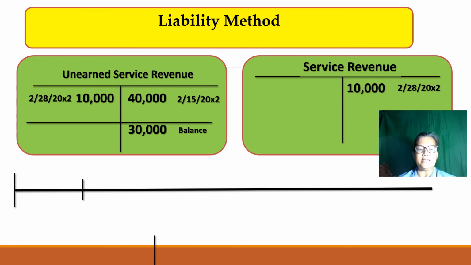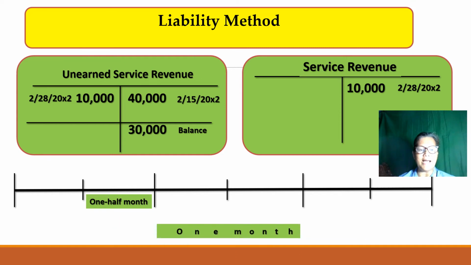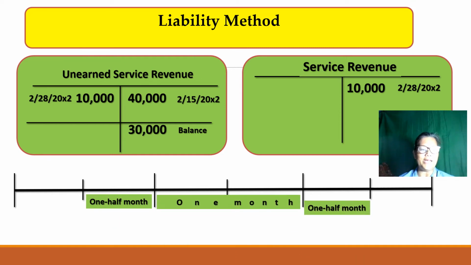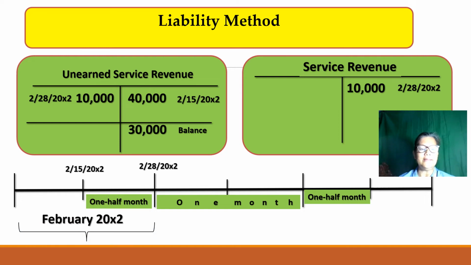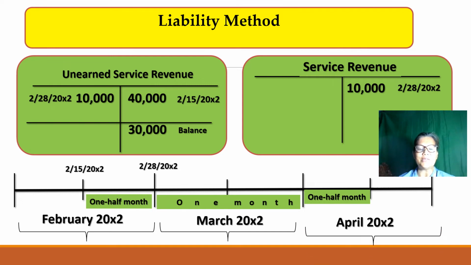Okay, here's the matrix. So I showed here, class, the timeline. Okay? So all in all is 2 months: 1/2 month in February, 1 month in March. Did you get it? And 1/2 month in April 20X2. Okay?